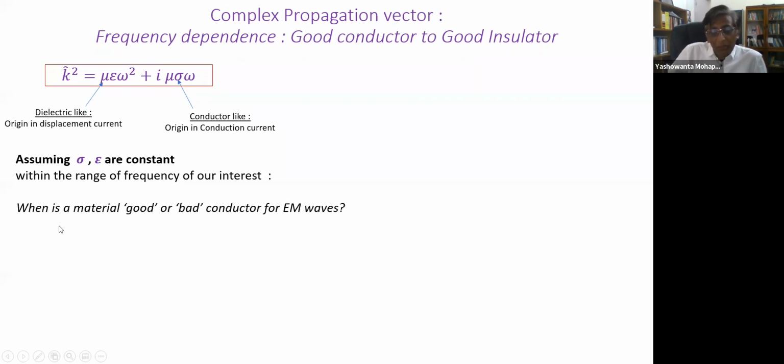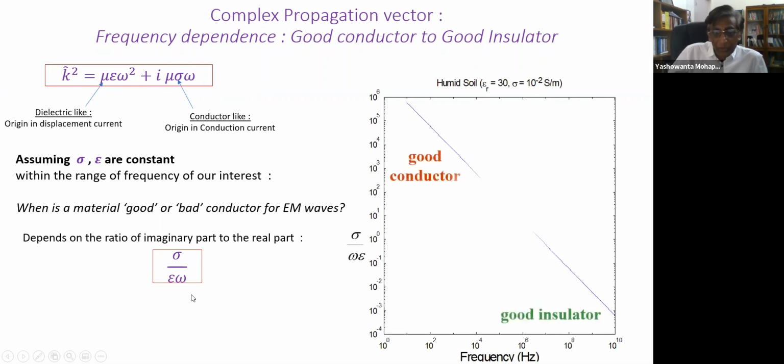So when is a material a good or a bad conductor for EM waves? That's what we are asking. It depends on the ratio of these two terms, the imaginary part to the real part. And that is sigma divided by epsilon omega. I have taken an example of a humid soil, which of course depends on humidity. Its relative permittivity is 30, and its resistivity is about 10 to the power minus 1 ohm meter, so conductivity is about 10 to the power minus 1 siemens per meter.